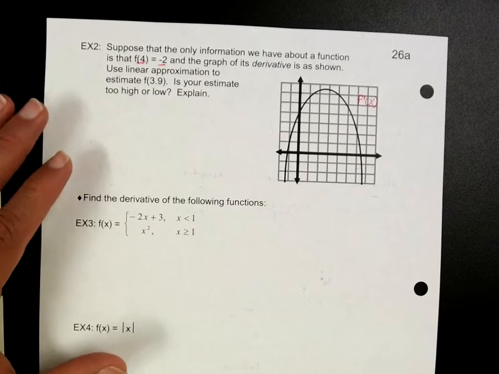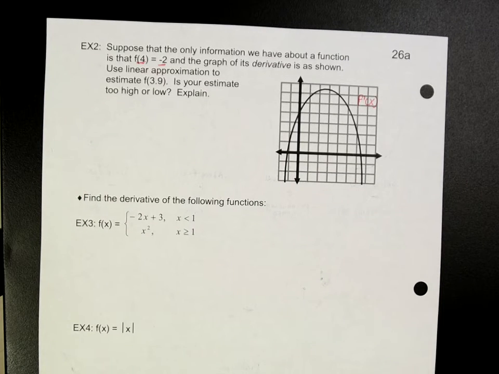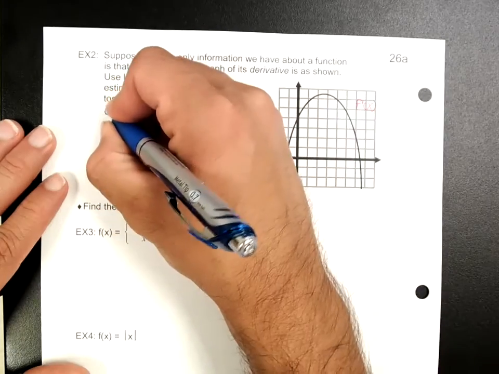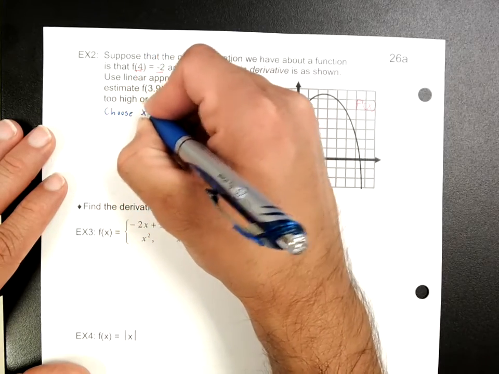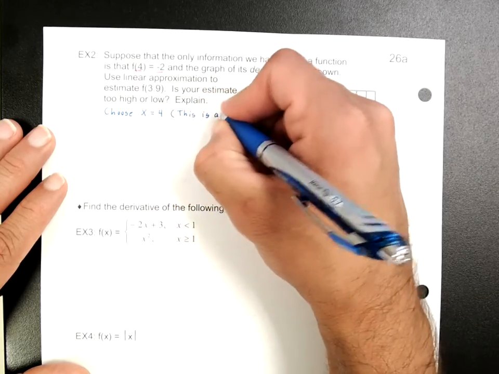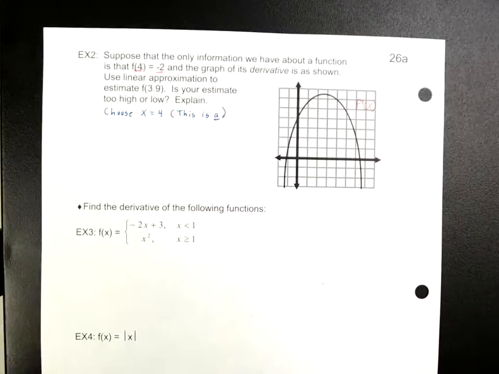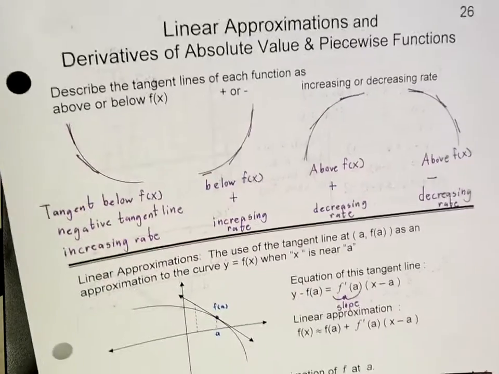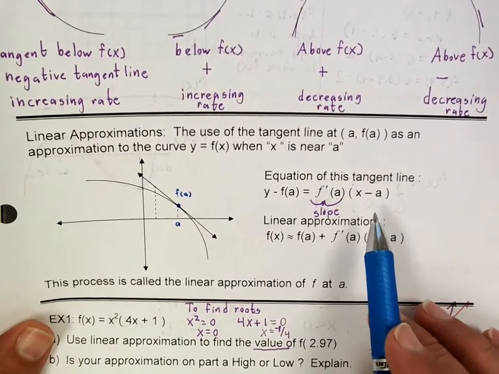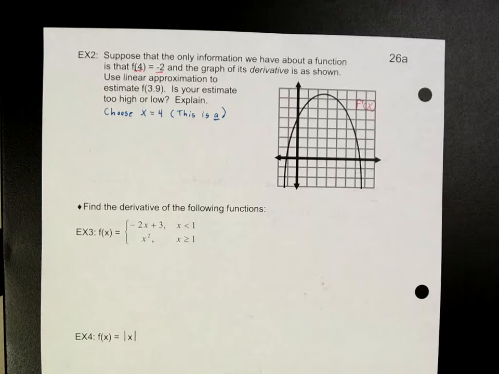So here's what we have to do. We have to find the equation of the tangent line, specifically at x is equal to 4, only because that's pretty close. So again, we're going to choose x is equal to 4, and this is the a value. And again, I'm just telling you that's the a value so you can look at this formula and be able to tell what exactly I'm going to do. So I'm going to find the equation of the tangent line. So notice that I chose a to be 4.